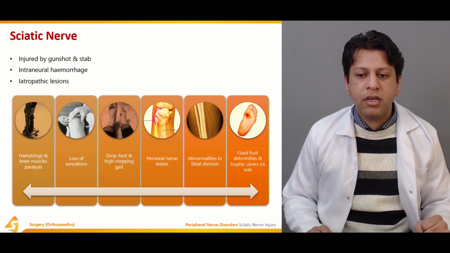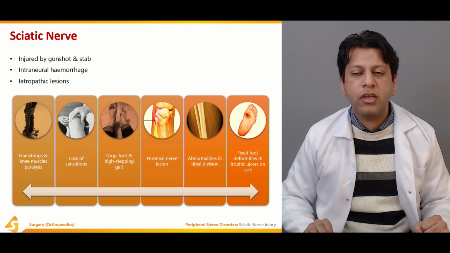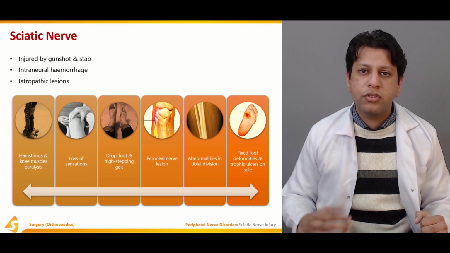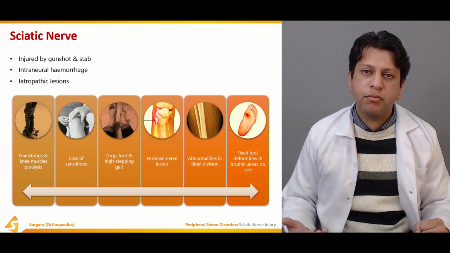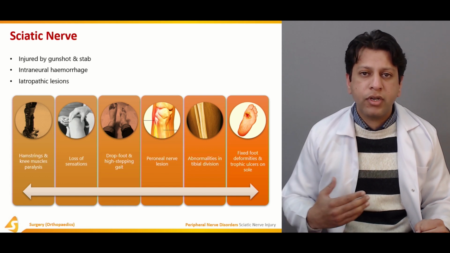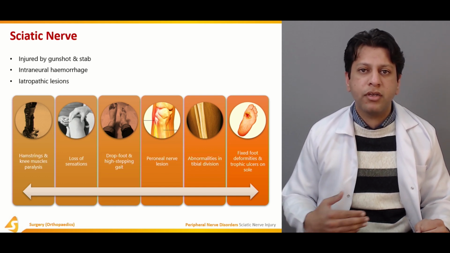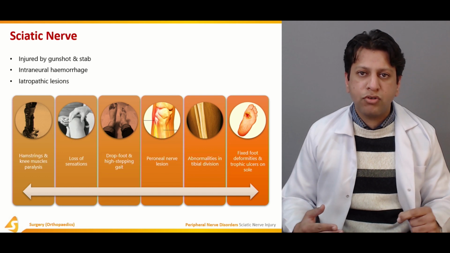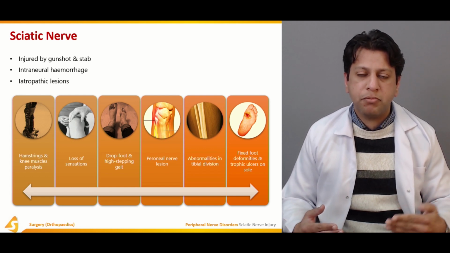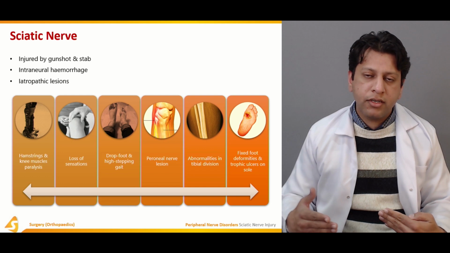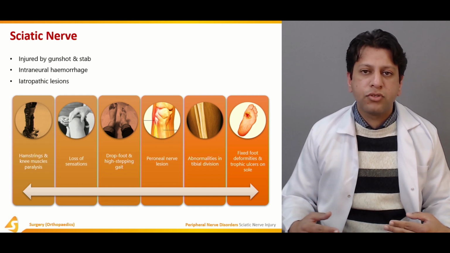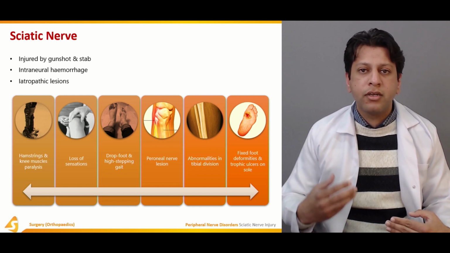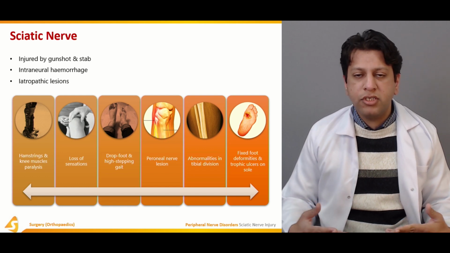Usually it comes with fixed foot deformities, and trophic ulcers on the sole are seen. Why? Because they have a problem with the foot drop, and their foot gets repeated trauma when they are walking, especially when their foot gets dragged, so their toes get lacerated, and there are a lot of injuries due to foot drop.